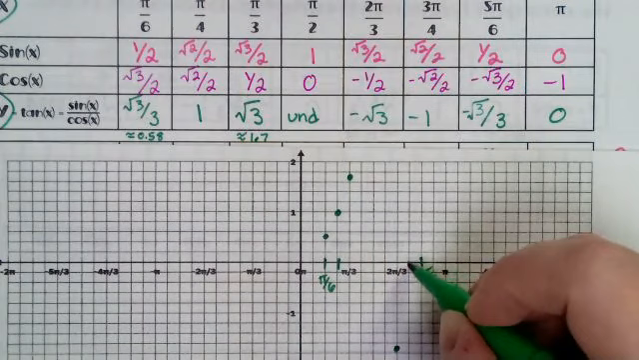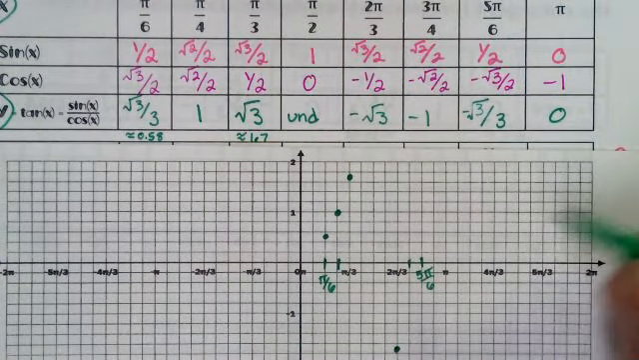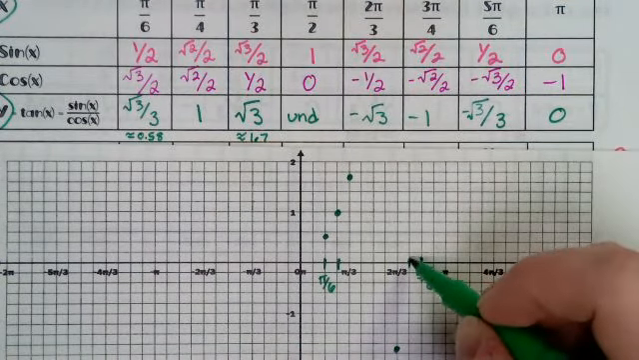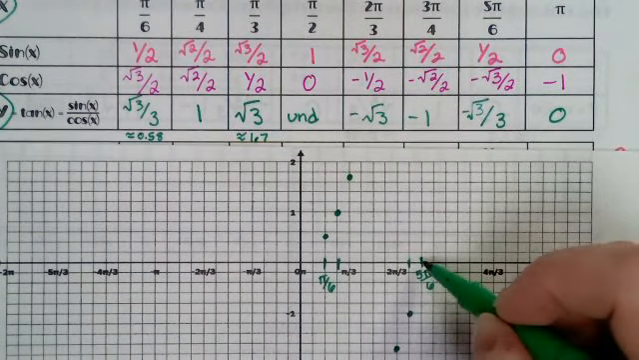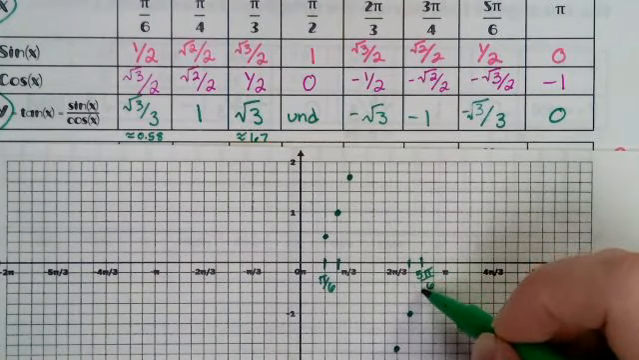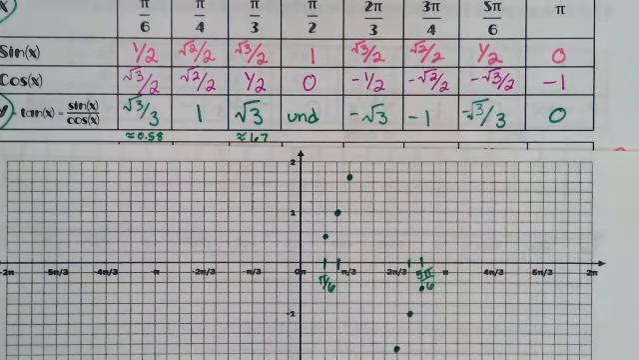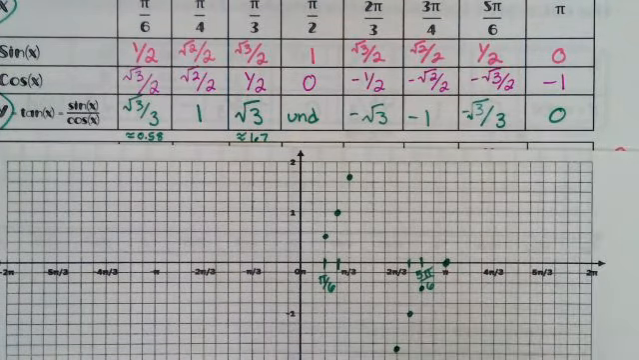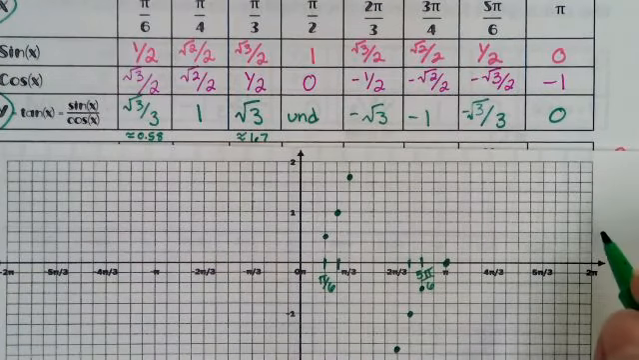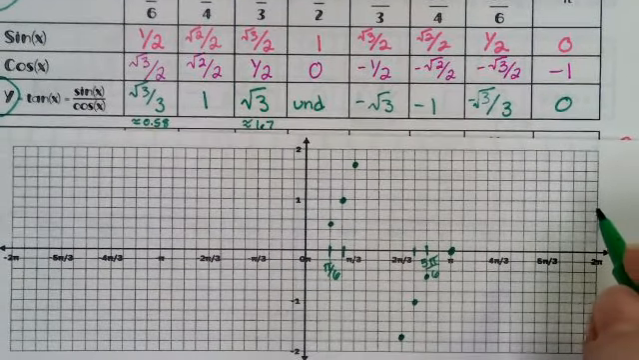Pi over 4 is between those two. Okay? So this is going to be 3 pi over 4, and then down at negative 1.5, 5 pi over 6, and then negative a little more than halfway down. Then we get to pi, 0. There's a point. All right, I know I'm going through this kind of quick. You can always go back and rewatch if you missed something. I've got to go to the next part of the table.